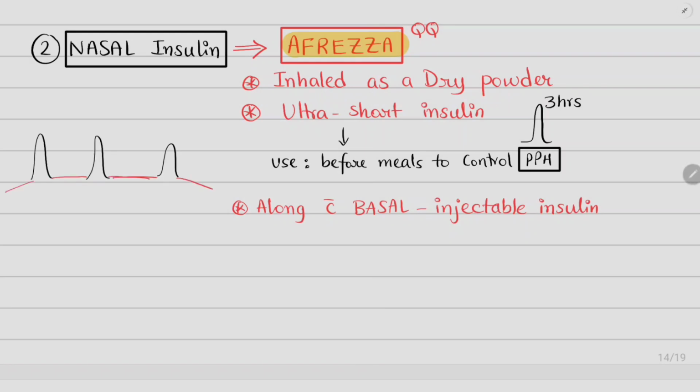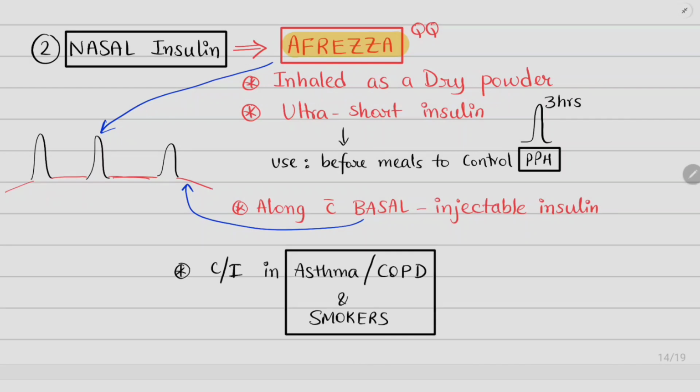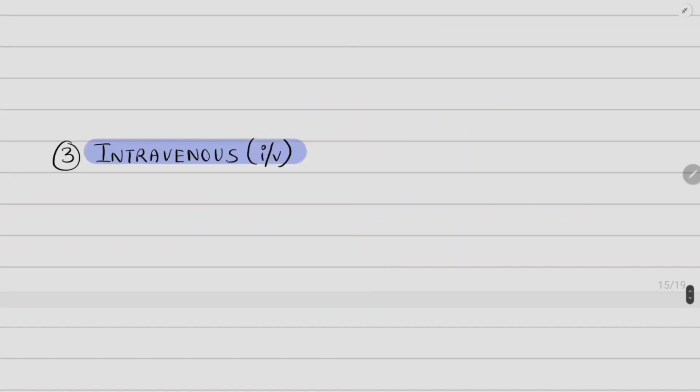Right. So this peak must be maintained because this is the physiological normal body function of insulin secretion. Now Afreeza does the job of the bolus insulin, and the basal injectable insulin does the job of maintaining the basal level of insulin secretion. Now a very important point is nasal insulin is contraindicated in asthma or COPD and smokers. Alright, now let's study number 3, intravenous route of insulin injection.